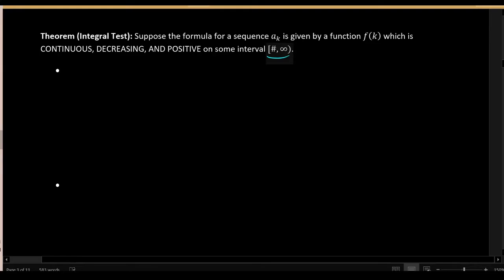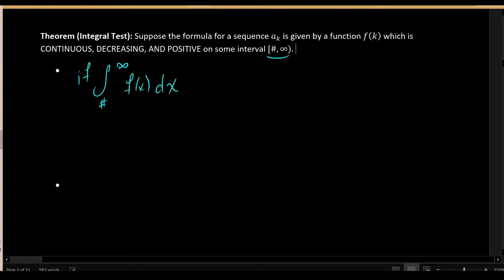On some right infinite interval, for all the inputs which are greater than or equal to some starting number, we need to make sure that our function is continuous, decreasing, and positive. So this is part of the setup, this is part of the hypotheses that need to be satisfied to even begin to use this theorem. Now suppose you're in this setting and you integrate from this starting number up to infinity.